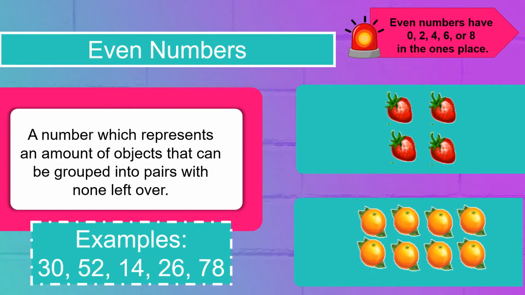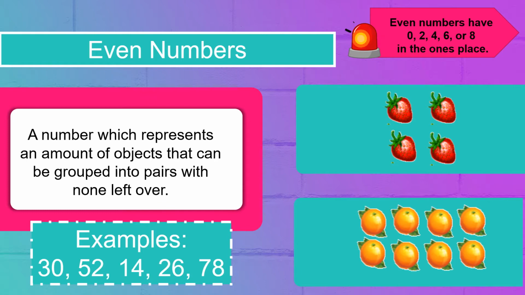Now, boys and girls, let us look at even numbers. Even numbers are numbers that represent an amount of objects that can be grouped into pairs with none left over. Some examples of even numbers are 30, 52, 14, 26, and 78. Also note that even numbers have 0, 2, 4, 6, or 8 in the ones place.